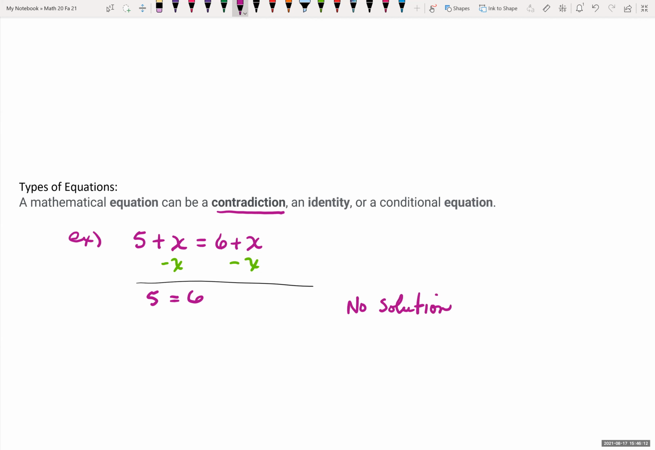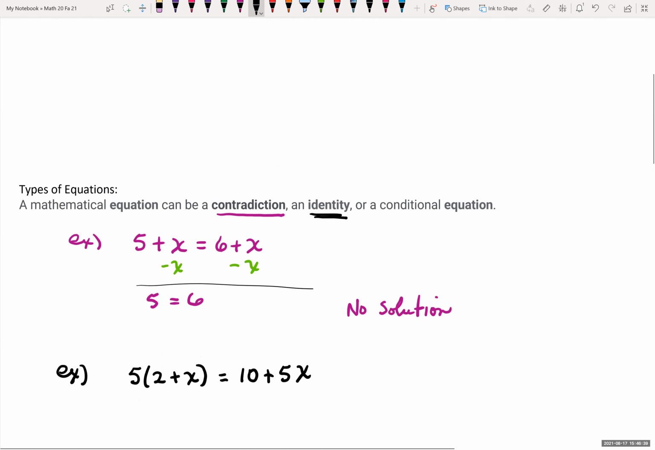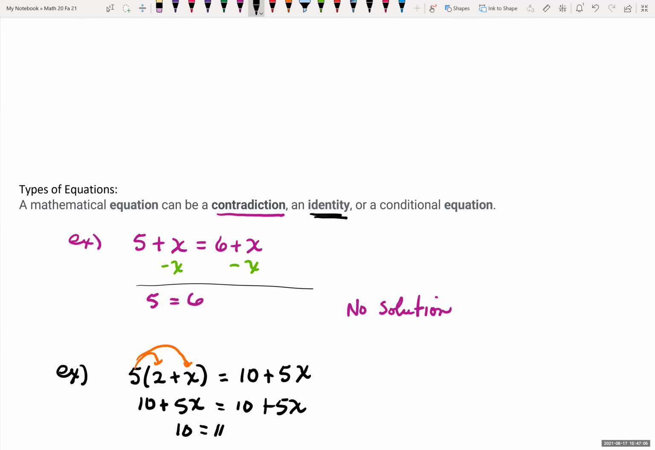So your equation might be a contradiction. You might get one that is an identity. So for example, of an identity, let's look at 5 parentheses 2 plus x is equal to 10 plus 5x. And so when I work through this problem, simplify both sides of the equation. So distributing, I get 5 times 2, which is 10, plus 5 times x is 5x, equals 10 plus 5x. And when I try to get x's to both sides, if I subtract 5x on both sides, I get 10 is equal to 10, which is a true statement.